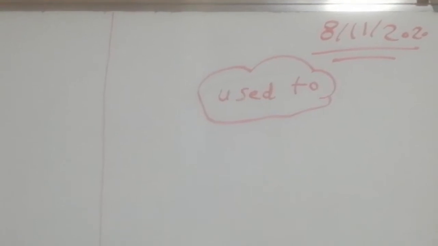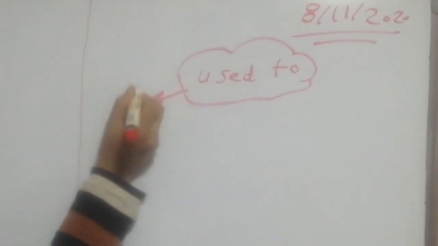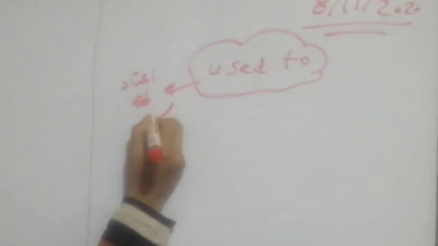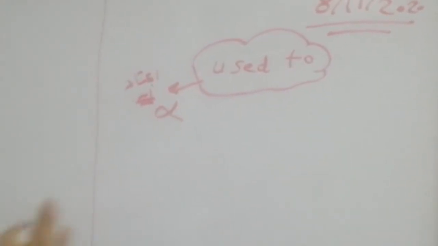Used to is for things that happened regularly in the past, or for things that were true in the past but aren't true now. Used to معناها اعتاد أن. بستخدمها لما أجي أسأل أو أتكلم عن عادة كانت في الماضي لكنها دلوقتي وقت finished. It's finished now. Okay, انتهت. لم تعد تحدث الآن.